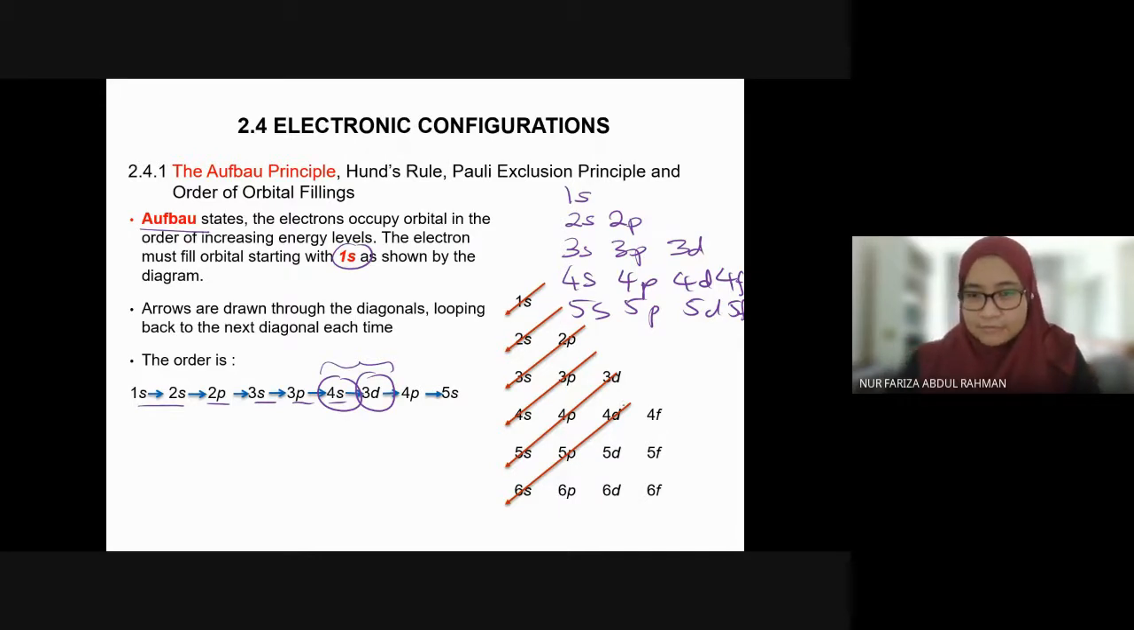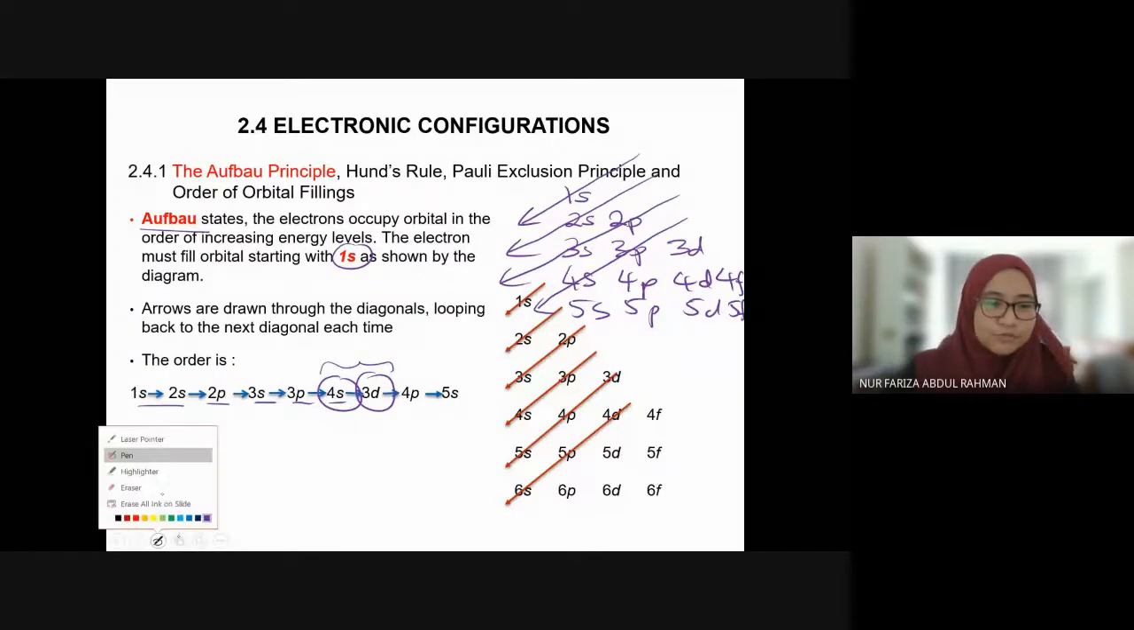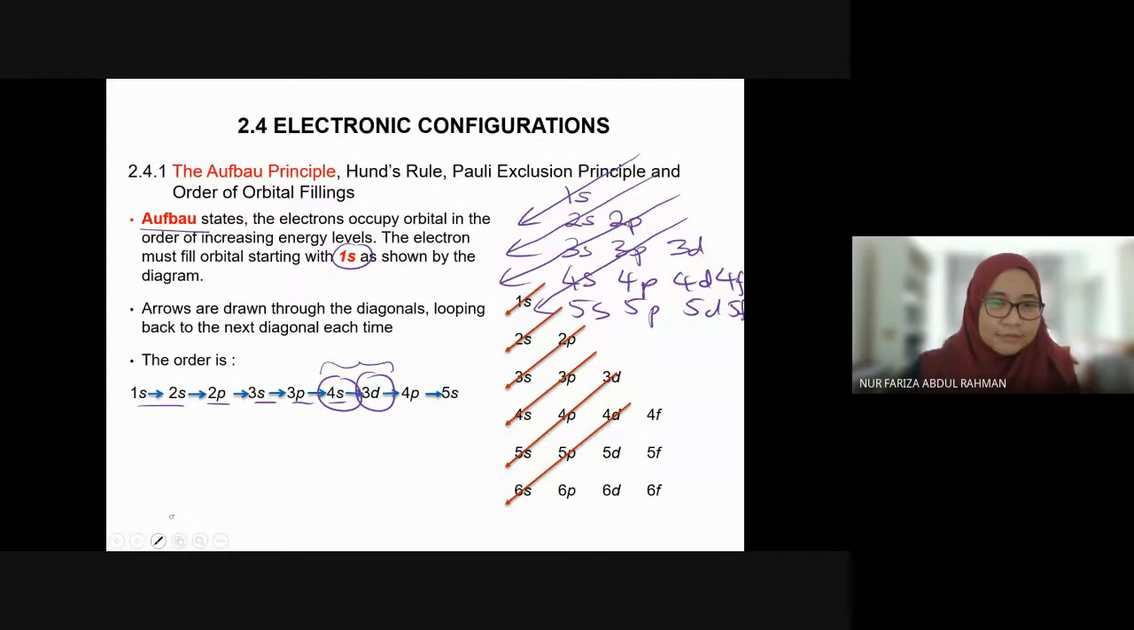So that's why we have the arrow. Nampak tak dia macam staircase, macam tangga kan. So we draw the diagonal arrow. This diagonal arrow represents how the electron occupies the orbitals starting from the lowest. So we're gonna start with 1s first. Buat dulu arrow dia tu ya. So ni tips lah. Next, arrows are drawn through the diagonal looping back to the next diagonal each time. Looping back maksudnya tak ada pula dia tunjuk looping kat sini.